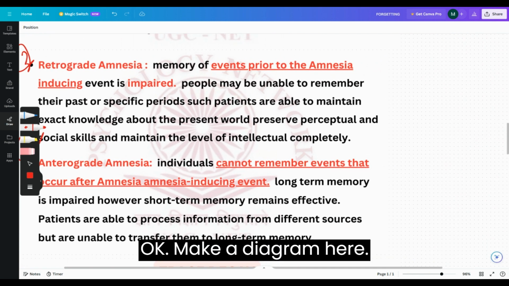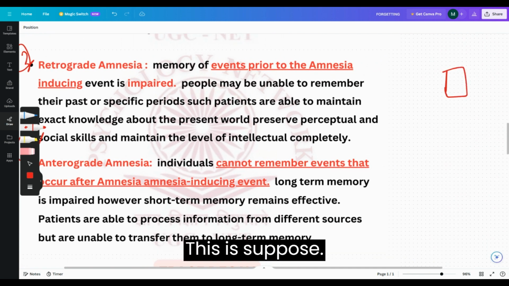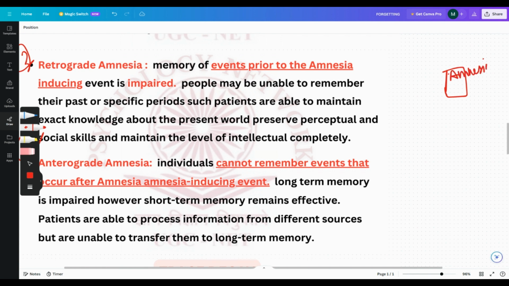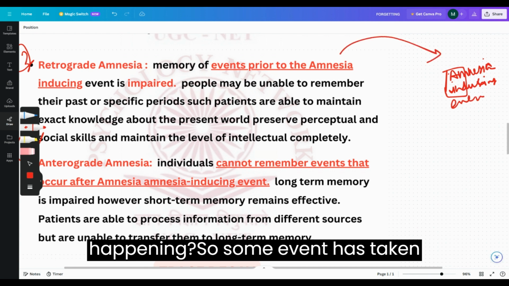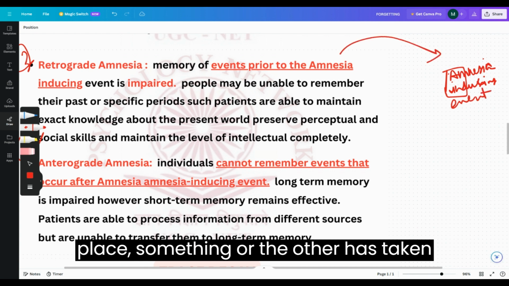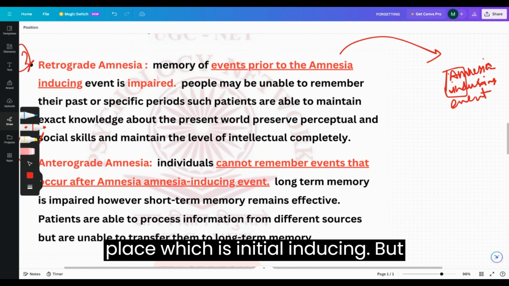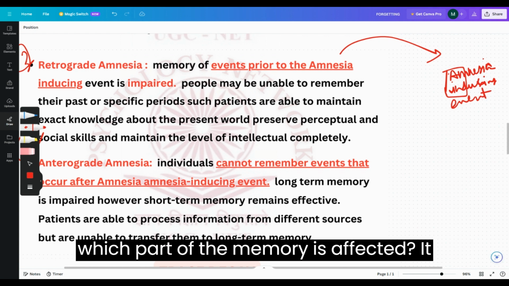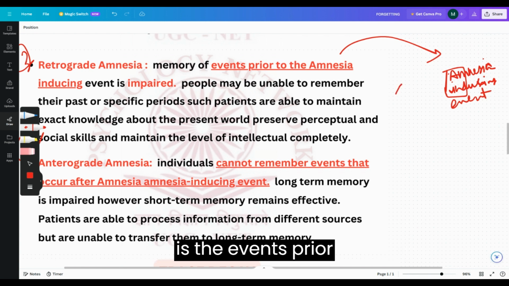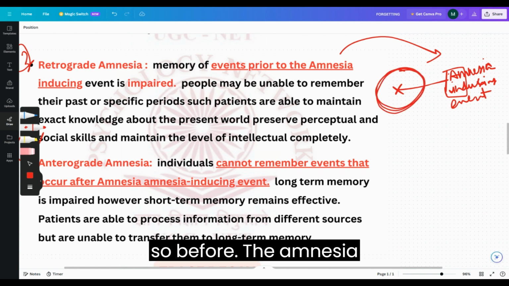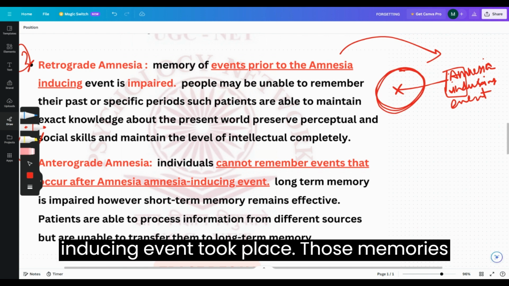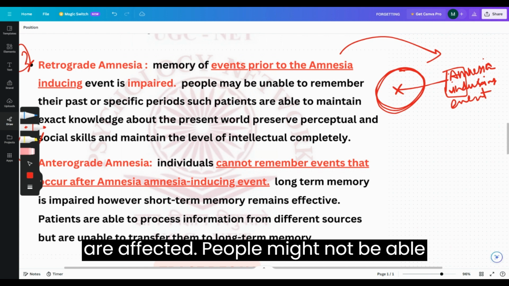Okay, so I'll make a diagram here. This is, suppose, the amnesia inducing event. In retrograde amnesia, what is happening? Some event has taken place, something or the other, which is amnesia inducing. But which part of the memory is affected? It is the events prior to this event that are affected. So before the amnesia inducing event took place, those memories are affected.